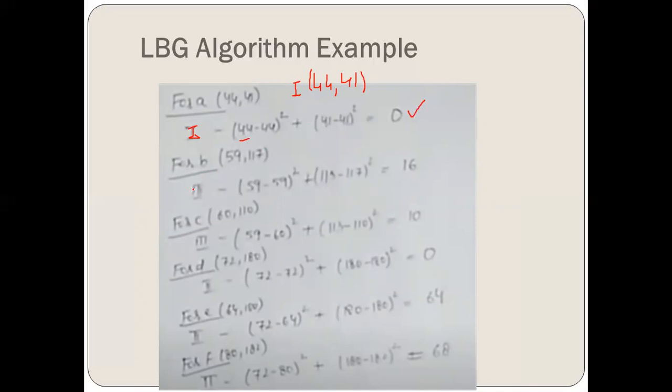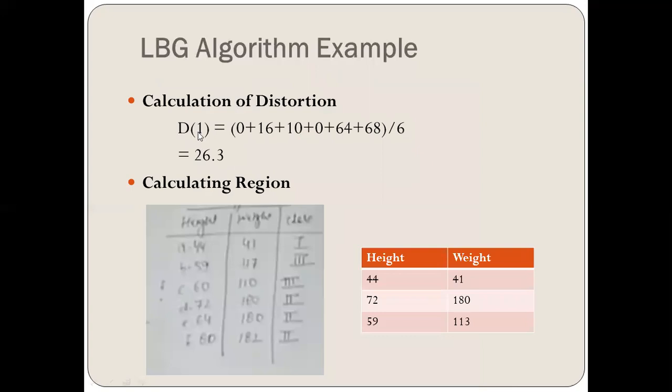For B, again you will find out. This is for the third region. Same procedure, 59 minus 59. These have the same values. 113 minus 117, so 16 is the value. Similarly, you are going to find for C, for D, for E and for F. So you get the values 10, 0, 64 and 68. Right? Now what you have to do? You have to again find the distortion. How to find the distortion? 0 plus 16 plus 10 plus 0 plus 64 plus 68 divided by 6. So this is the first distortion.